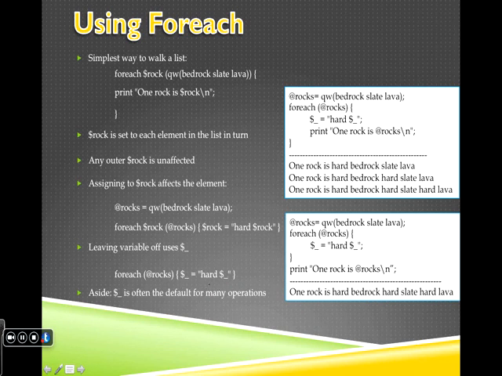And this might be wrong. You might want to print after you finish the operation. So here you are saying add hard in front of all the elements of rocks, and then print out what you have in rocks. So this will be the right way. One rock is hard bedrock, hard slate, and hard lava.